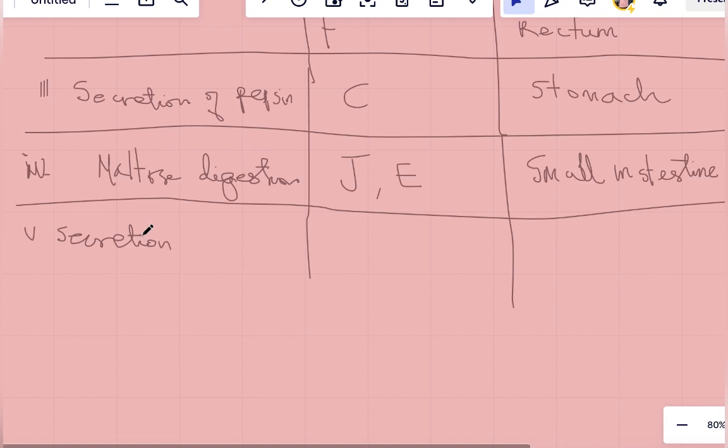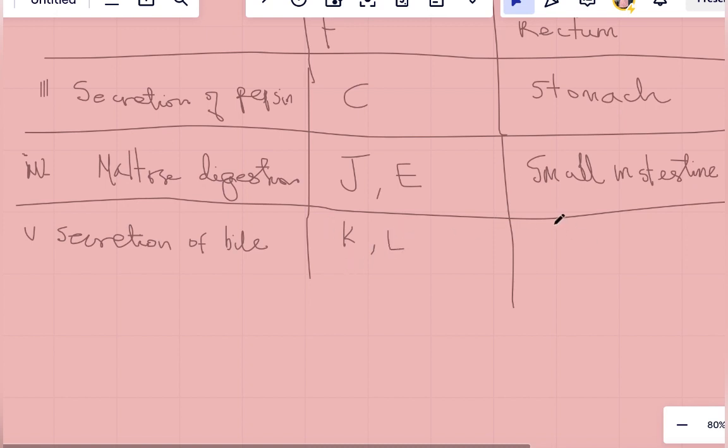Emulsification of fat helps in the breakdown of fat into fatty acid and glycerol. Okay, secretion of bile is in letter K and L. We say letter K and L. We can write them like this, or we write them vertical.